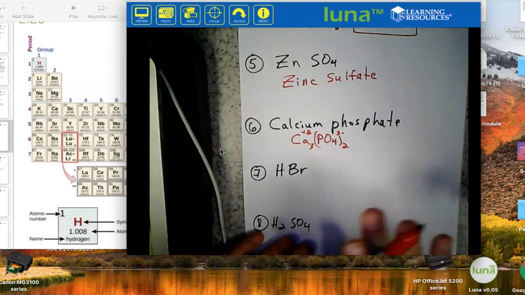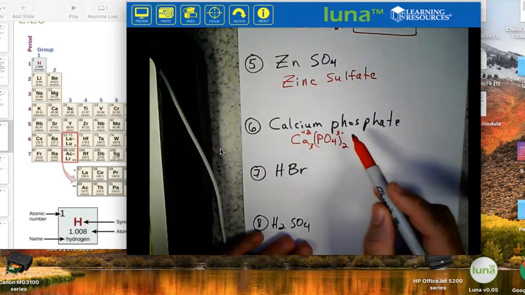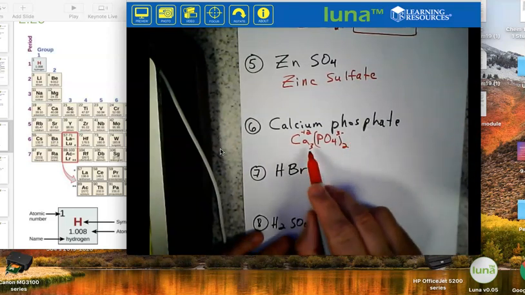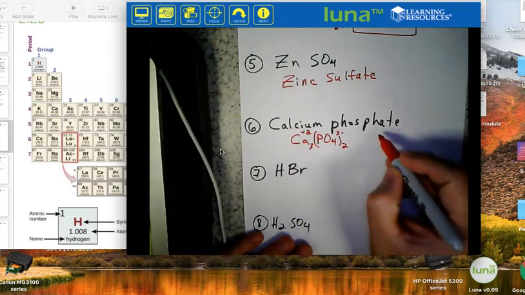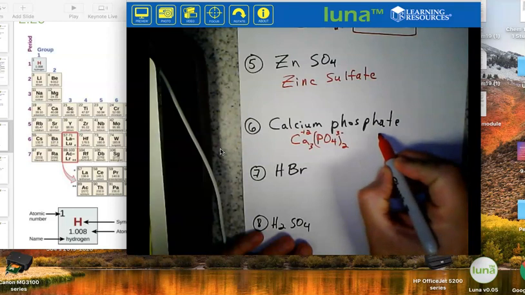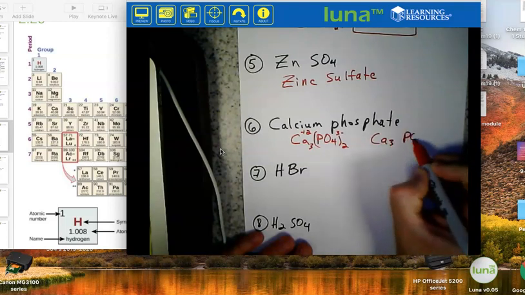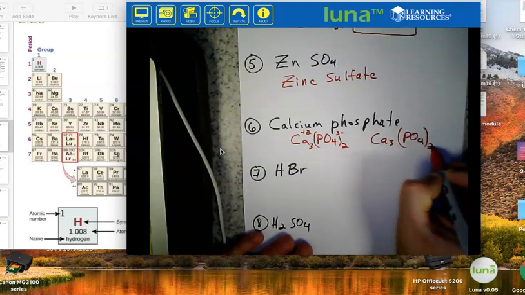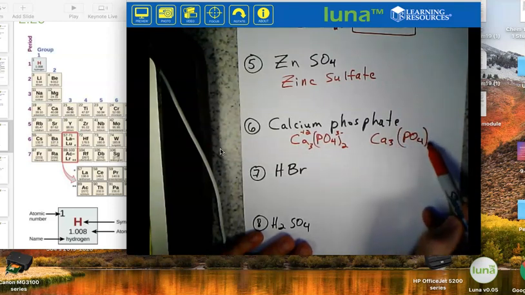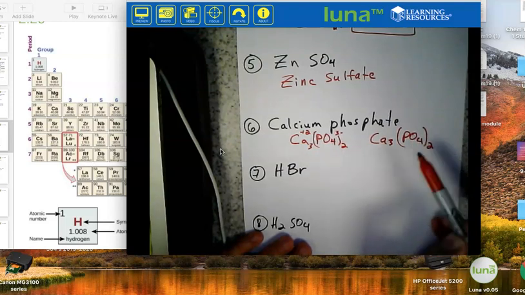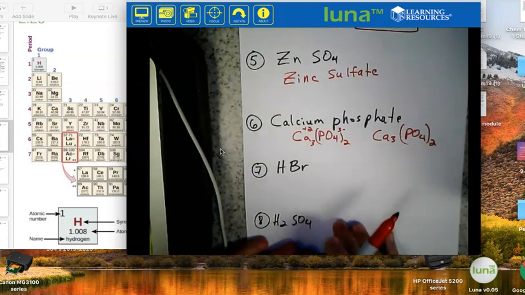Remember, for compounds that are neutral, they have to add up to 0. So we have a +6 for calcium and -6 for phosphate ions, and so its final formula would be Ca3(PO4)2. So remember, when you have a polyatomic ion and there's more than one, you have to put parentheses around the entire polyatomic ion and then put a little subscript on the outside of the parentheses indicating how many polyatomic ions you have.